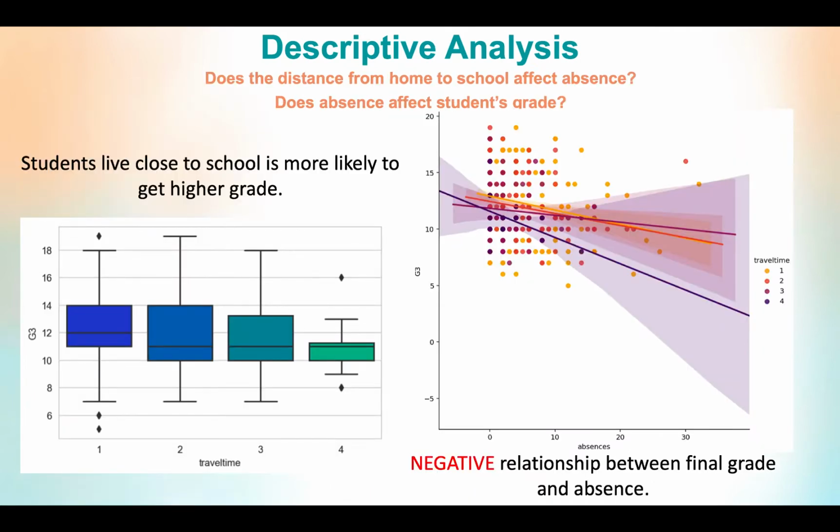And then I built the scatter plot with travel time and the final grade. I found out that students who live close to school are more likely to get higher grades. After that, I built a scatter plot with final grade and absence grouped by travel time. However, we don't see any distinct patterns with travel time and absence. But we know that there is a negative relationship between the final grade and absence. So let's study the students' absence in more detail. Let's see whether falling in love affects the number of absences and their student grades.